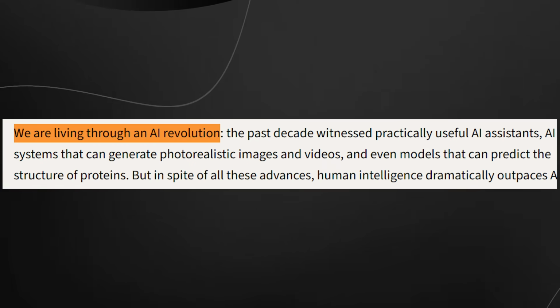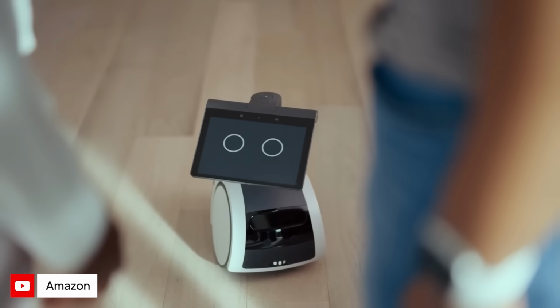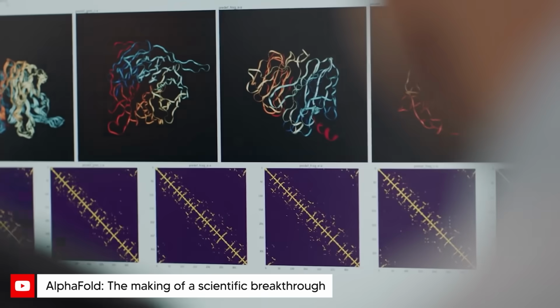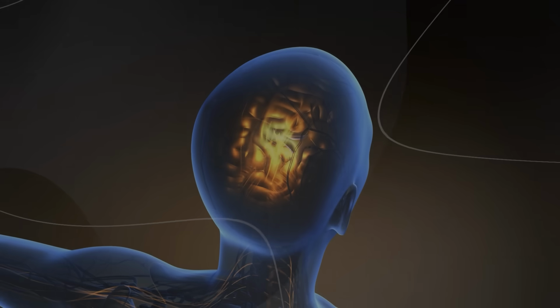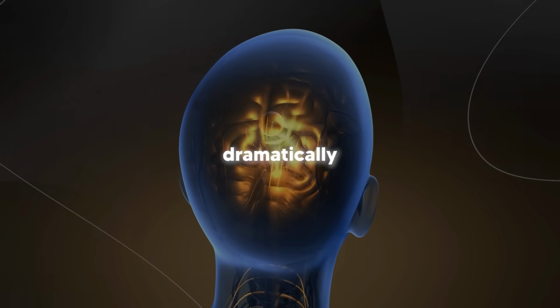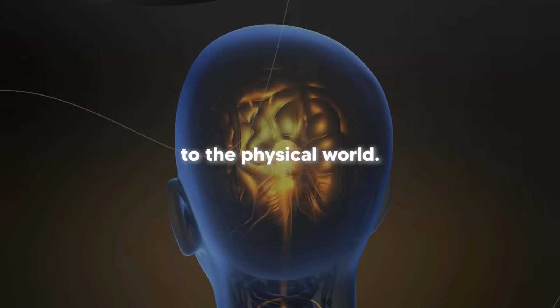The past decade witnessed practically useful AI assistants and AI systems that can generate photorealistic images and videos, and even models that can predict the structure of proteins. But in spite of all these advances, human intelligence dramatically outpaces AI when it comes to the physical world.